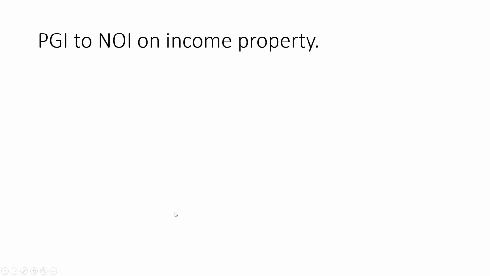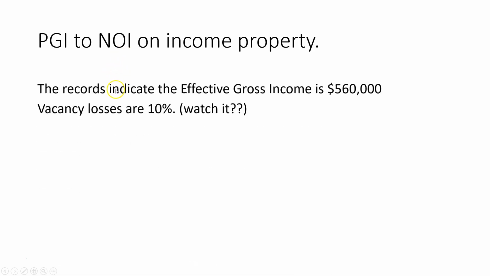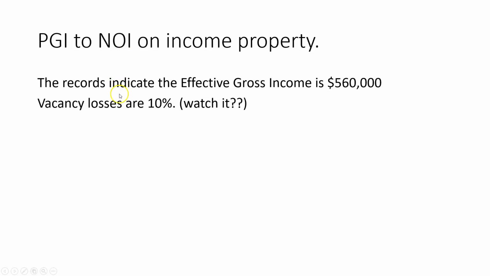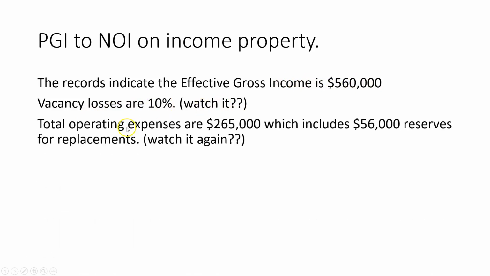That's working out on income property, the spreadsheet that goes from the potential gross income to the net operating income. This is something you must commit to memory, the order in which things are done. The records indicate the effective gross income. This is a particularly strange question. It is 560,000 and the vacancy losses are 10%. Total operating expenses are 265, which includes 56 reserves for replacements. Watch it again. What is the net operating income?